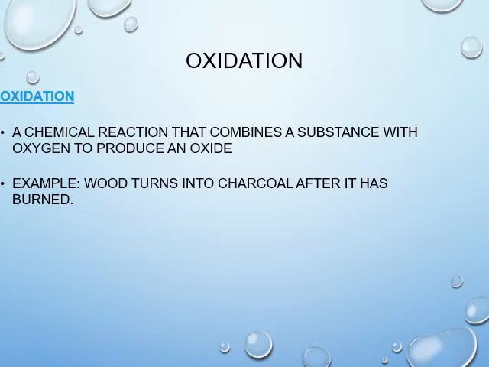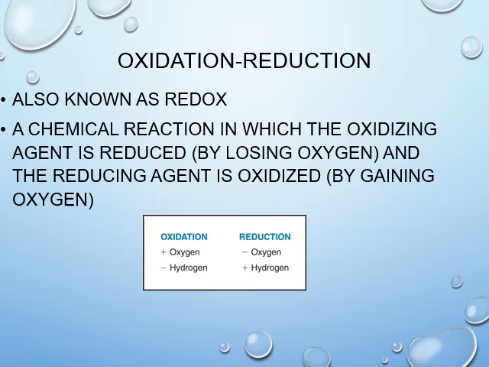Oxidation is a chemical reaction that combines a substance with oxygen to produce an oxide. Example: wood turns into charcoal after it has burned. Oxidation-reduction is also known as redox, a chemical reaction in which the oxidizing agent is reduced by losing oxygen and the reducing agent is oxidized by gaining oxygen.